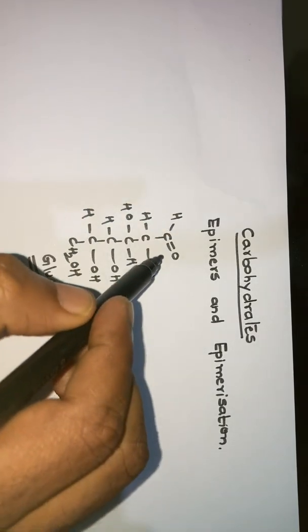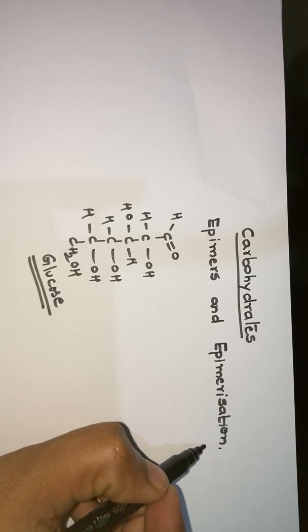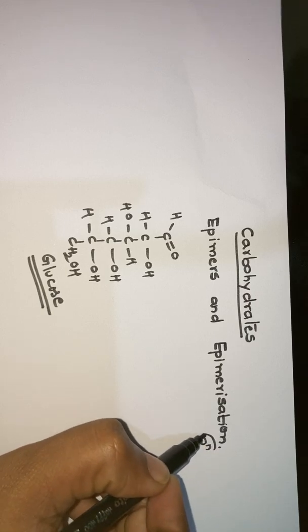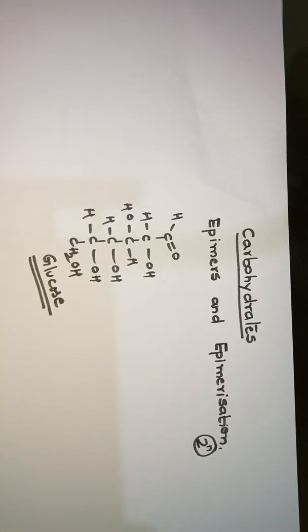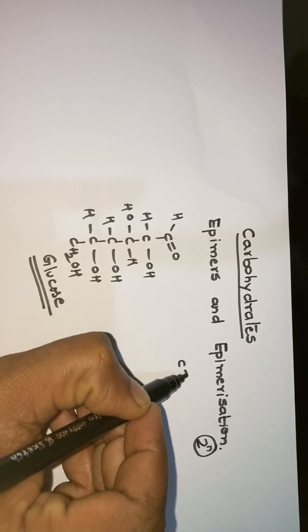So with the same formula, there are a total of 16 isomers possible, because the number of isomers possible is given by the formula 2 raised to n, where n is the number of asymmetric carbons. Since it has 4 asymmetric carbons, there will be a total of 16 isomers possible with the same formula. So glucose is one of the isomers. Then we come across another isomer called mannose.